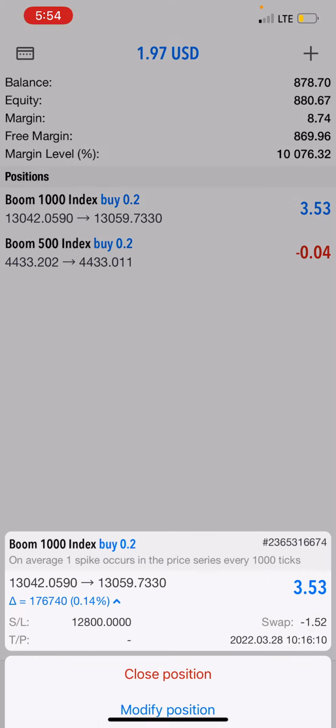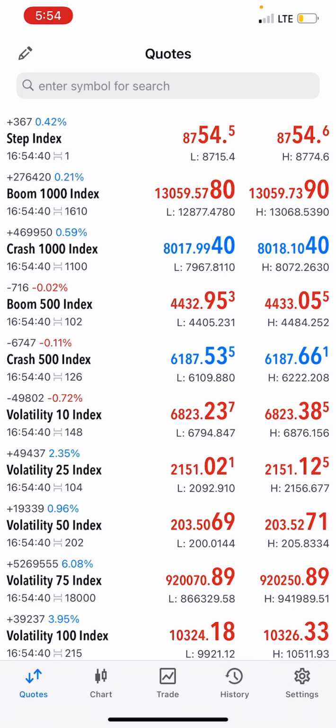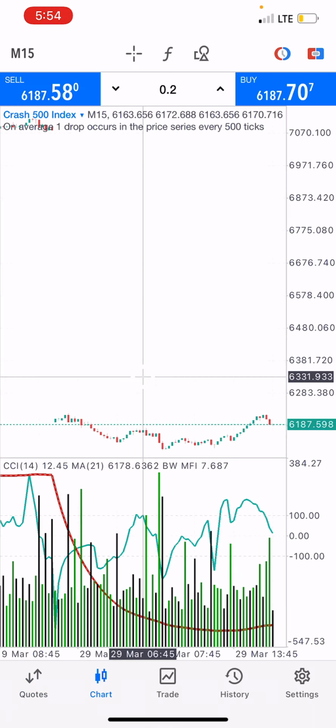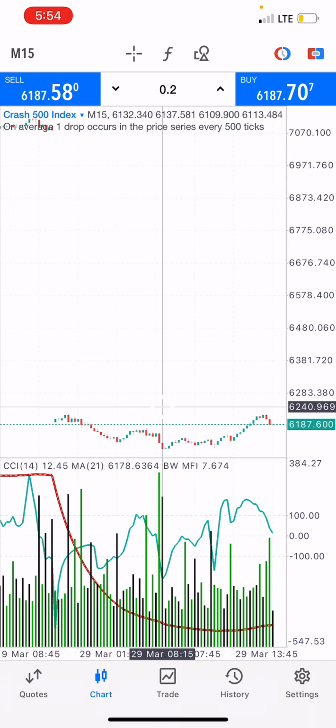Oh, the Boom 1000 index is on profit. Okay, so I just placed the buy for Boom 500 index, and I'm gonna wait for it to spike. I'm still waiting. Check on Crash 500 index to see what's up with the market.